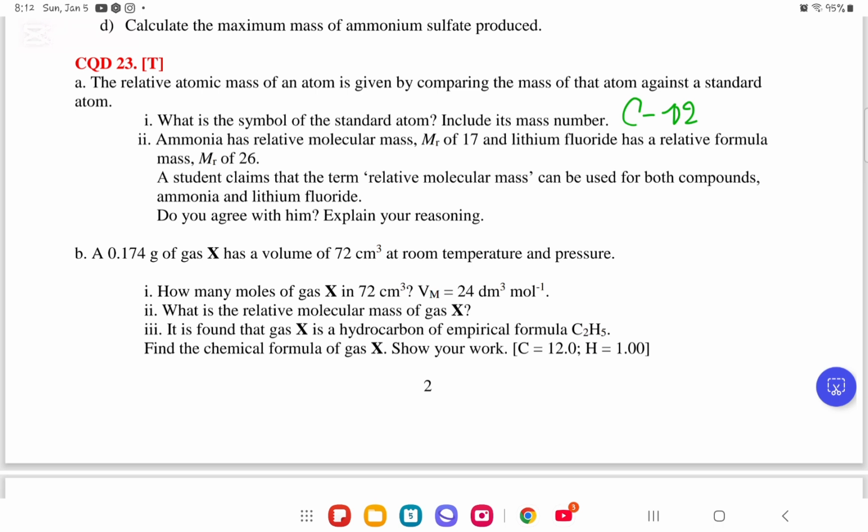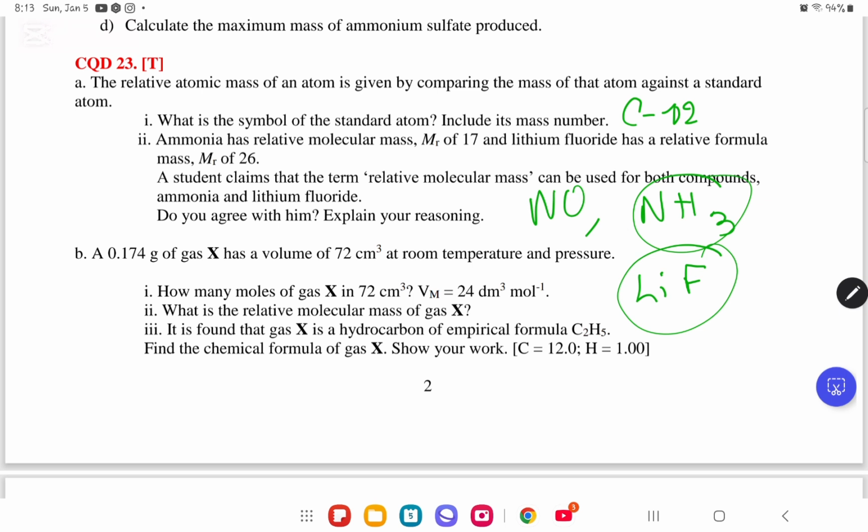Well, based on the answer key, they say no, we cannot agree with him, because relative molecular mass is for molecules or covalent compounds like ammonia, whereas the relative formula mass is used for ionic compounds. So ammonia is a covalent bonded compound, whereas lithium chloride, which is LiF, is an ionic compound. So definitely you cannot use the same term for both of them. So for NH3 or covalent compound, we use relative molecular mass, or for lithium fluoride, which is an ionic compound, we use relative formula mass.